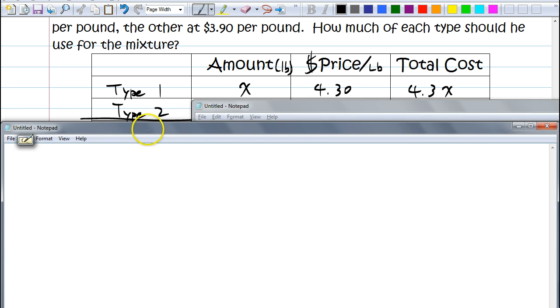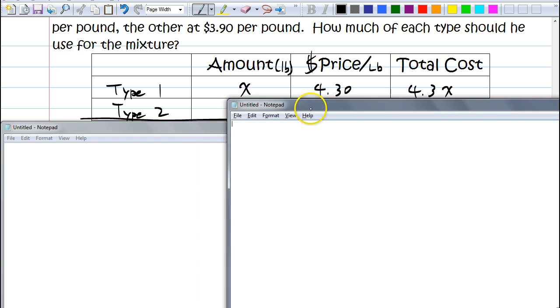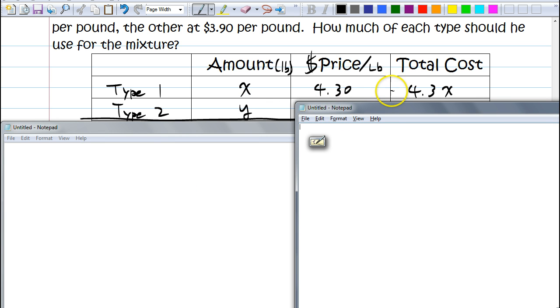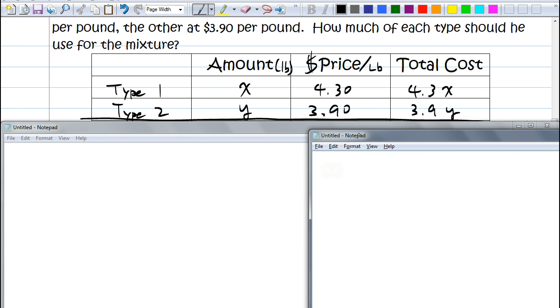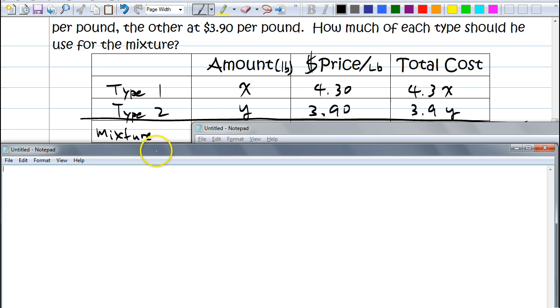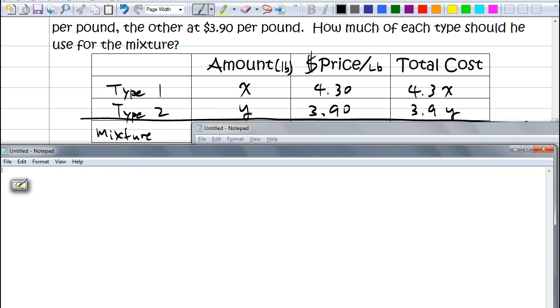Okay, type 2, what is the amount for type 2? Samuel? The amount is y, because that's what we don't know. And then the price is 3.9, you're right. And then, of course, total cost, you multiply them together. And of course, at the end, we have the mixture, okay? How much of the mixture? So this one's a little bit different. Last time we did it in terms of the table and so forth. But they tell us what the mixture is, right? What is the total amount of mixture? Yes, Michael? 30. So you put 30.